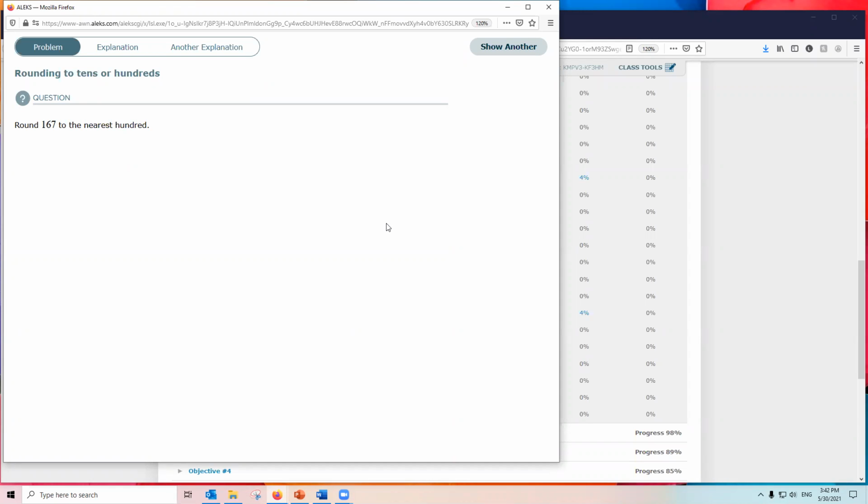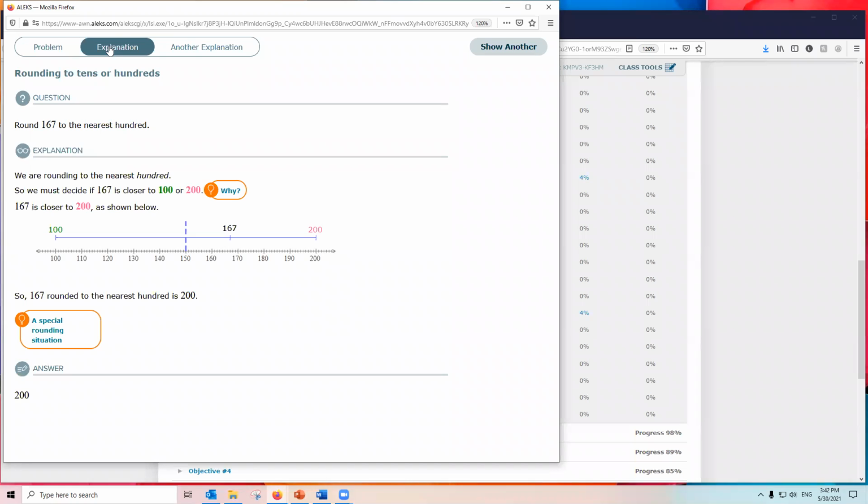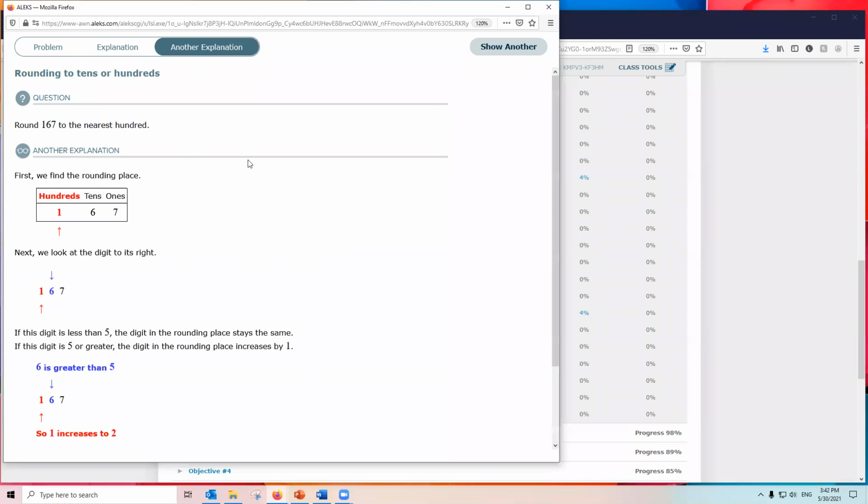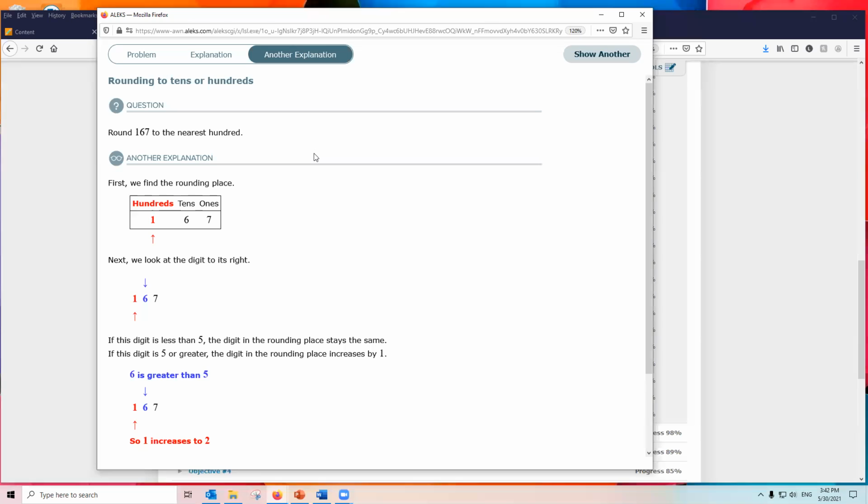Now, one thing you're going to notice in ALEX is that whenever you start a topic, there's going to be an explanation. The explanation is going to show you step by step how to answer the question. Sometimes there's an alternate explanation. Notice here it says another explanation. So you can use whatever explanation makes more sense to you or helps you to successfully work through this example.